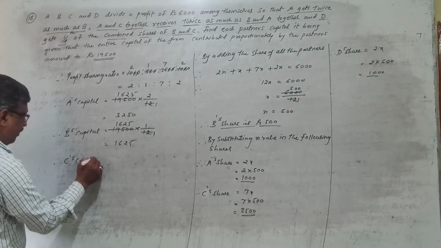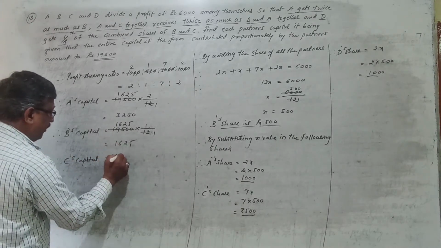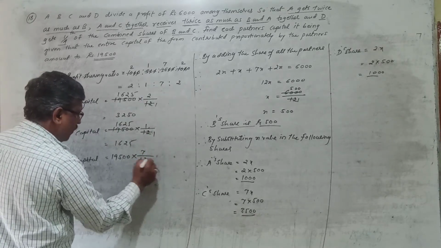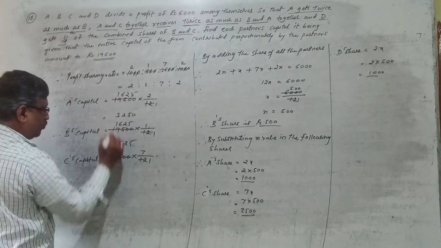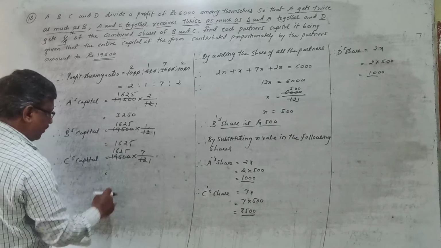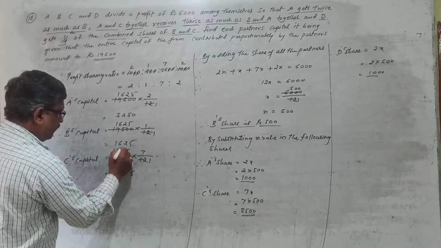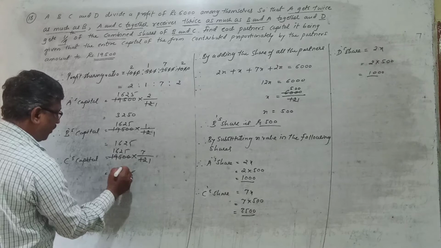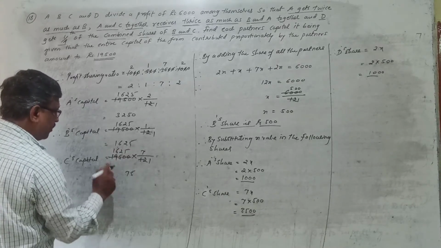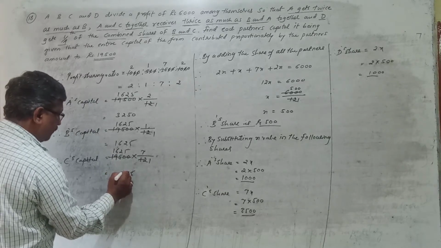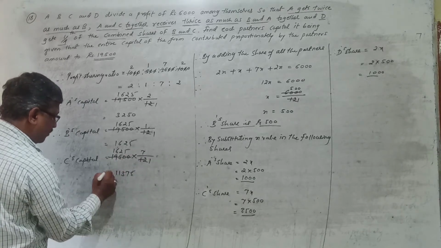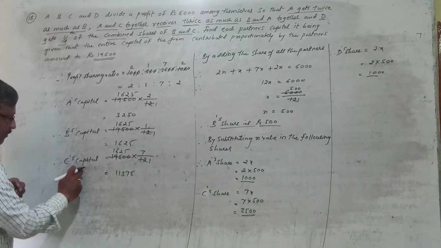C's capital is equal to 19,500 multiplied by 7 divided by this 12. If you divide this it comes to 1,625, and 1,625 multiplied by 7: 7 fives are 35, carry 3; 7 twos are 14, plus 3 is 17, carry 1; 7 sixes are 42, plus 1 is 43, carry 4; 7 ones are 7, plus 4 is 11. So it comes to 11,375, which is the capital of C.